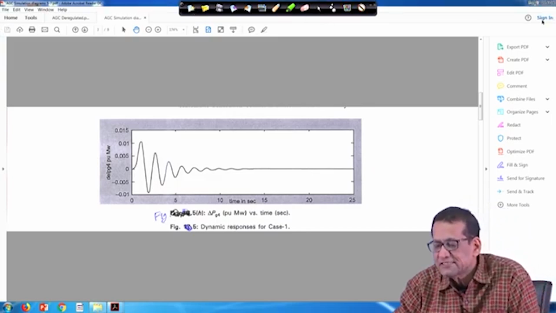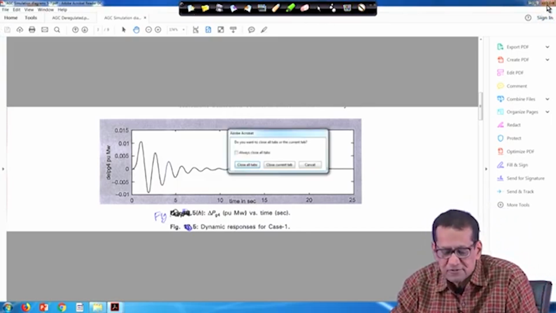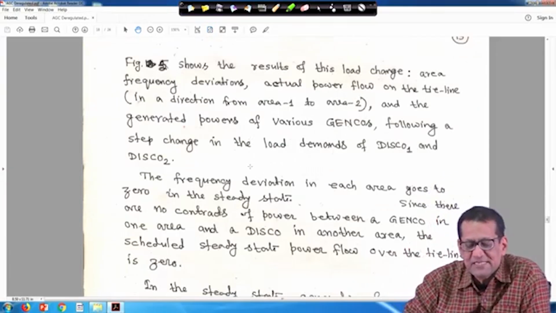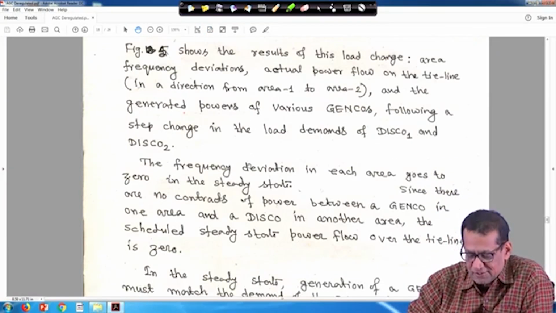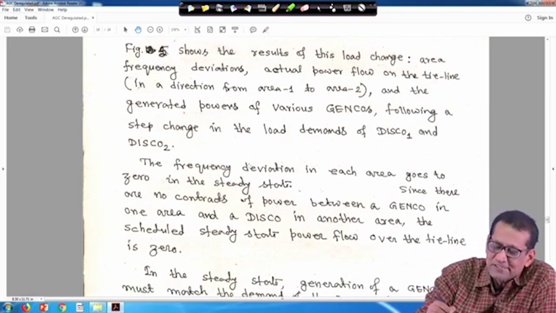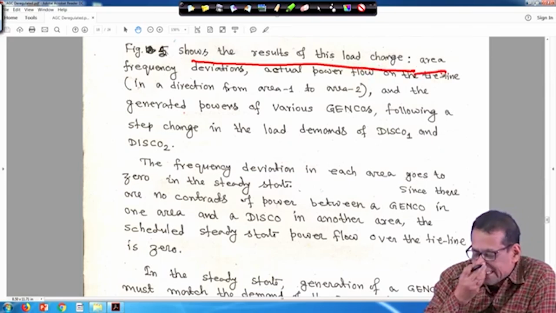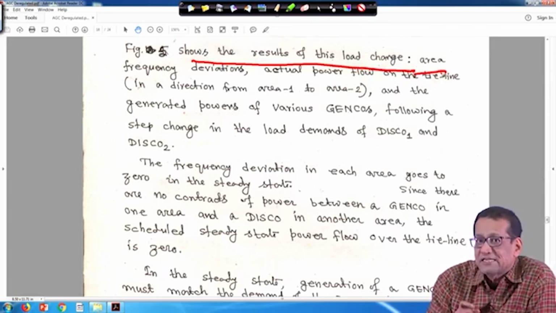That is all these things I have explained. This is figure 5 A, B, C, D, E, F, G, H that I showed. Some statement has been written that figure 5 shows the result of this load change, right. I showed you and explained everything.